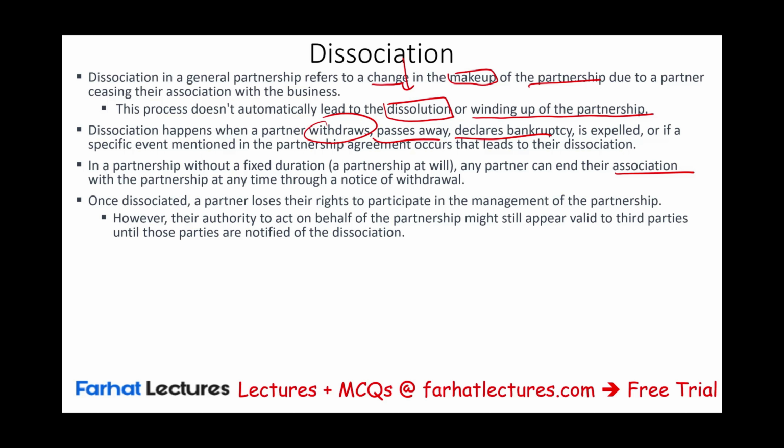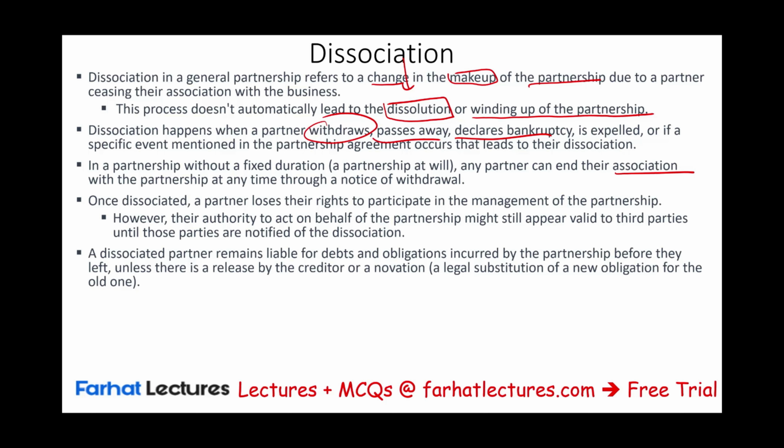So what needs to happen once a partner leaves? The partnership should notify existing customers, make a public announcement that this individual is no longer associated. A dissociated partner remains liable for debts and obligations incurred by the partnership before they left. So are they responsible for that? Yes, they're responsible for any debt that was incurred before they left. Why? Because they were part of this partnership. I hope this makes sense.